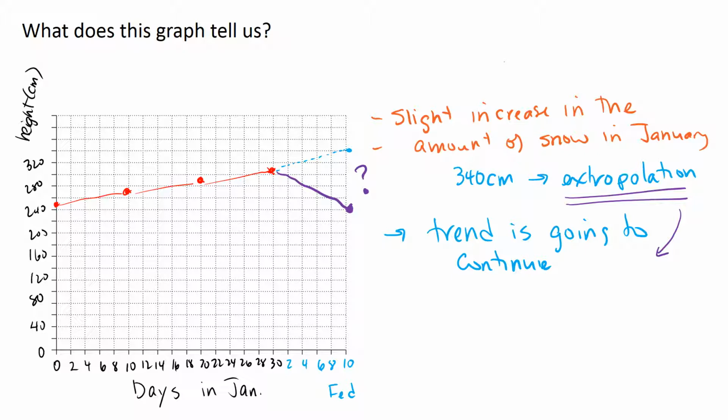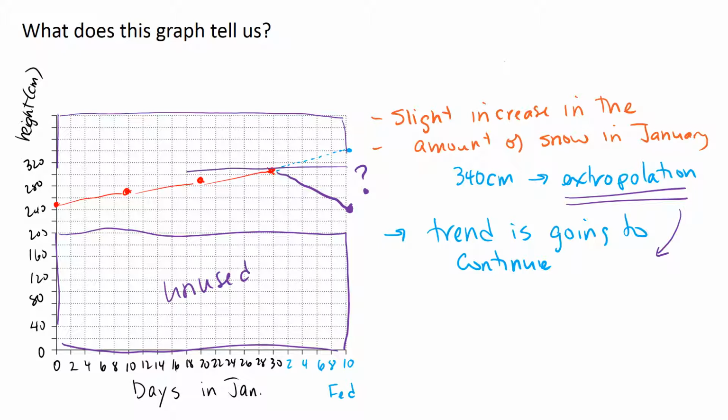Notice in this graph there is quite a bit of white space. There's all this space that is unused, and the same thing with this chunk up top. So what would the graph look like if we changed the scale? And that's what we're going to look at in our third example.